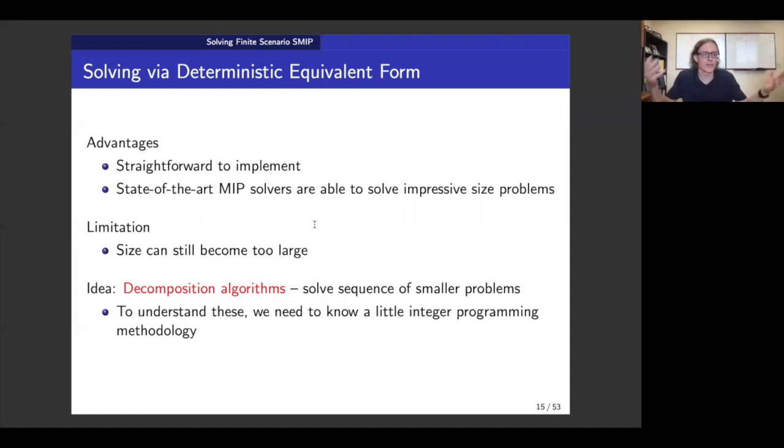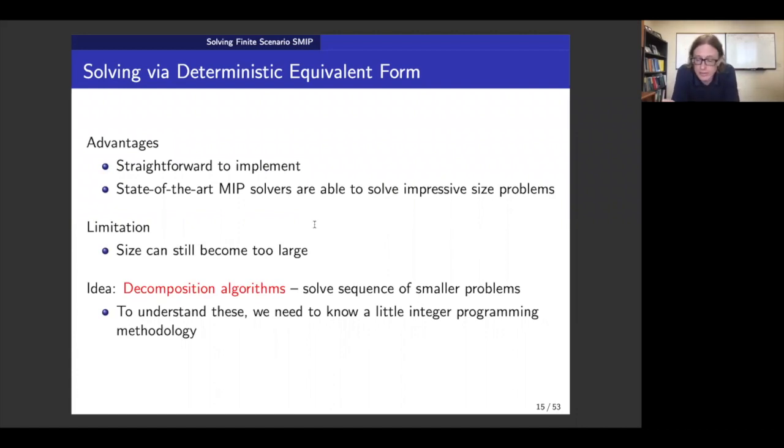So this is the first option. Once I've done sample average approximation, I have a finite number of scenarios, and I can take that and create what's known as the deterministic equivalent form. The advantage of this is that it's straightforward to implement. If I've written a deterministic model, then it's fairly easy to modify that to extend it to this two-stage stochastic program and have a deterministic equivalent form that I can just give to my MIP solver.